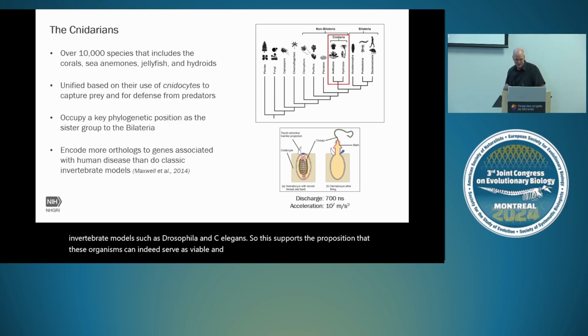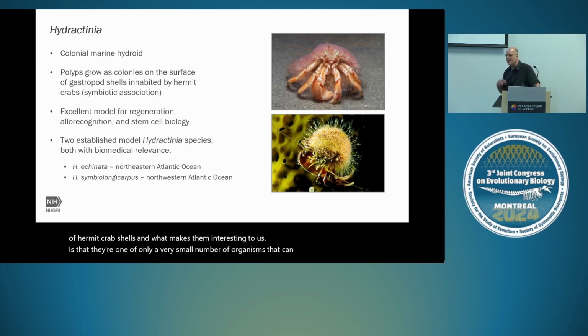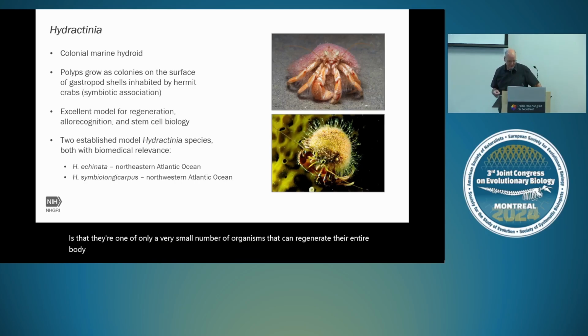of human diseases, and we're going to use that as our jumping off point to talk about one particular cnidarian called Hydractinia, and these are colonial marine hydroids that grow on the surface of hermit crab shells. What makes them interesting to us is that they're one of only a very small number of organisms that can regenerate their entire body throughout their lifetime.